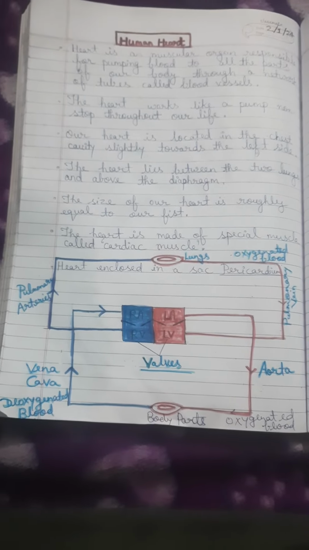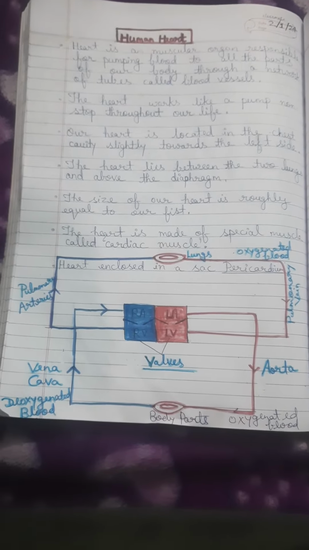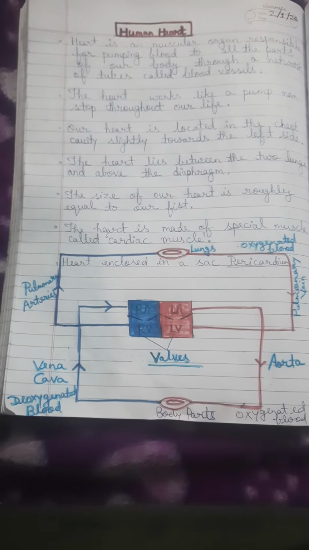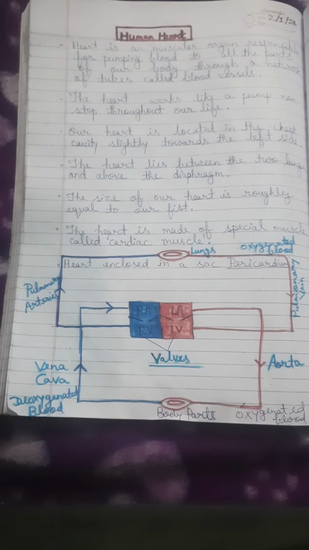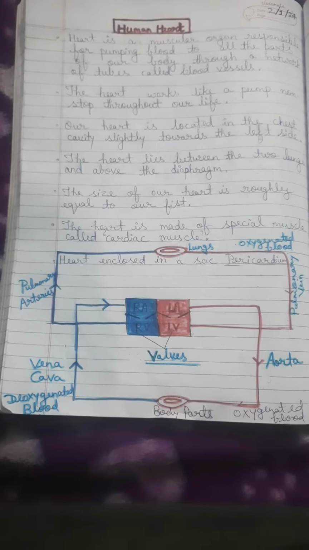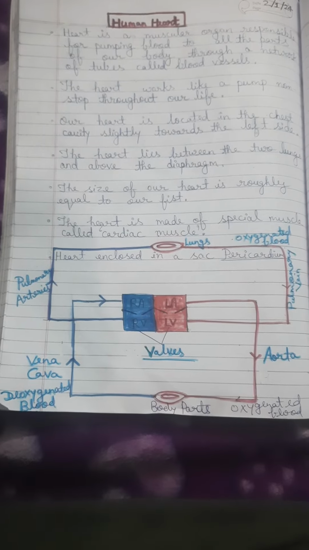First, deoxygenated blood, which is also called impure blood, enters into the vena cava. Then it enters into the right atrium, and right atrium applies force on tricuspid valve, and then it enters into the right ventricle.